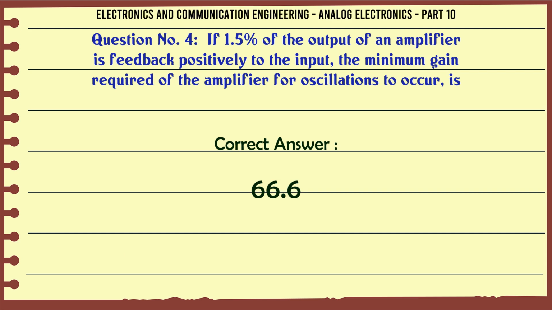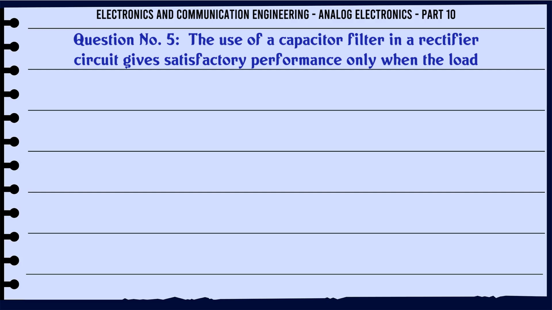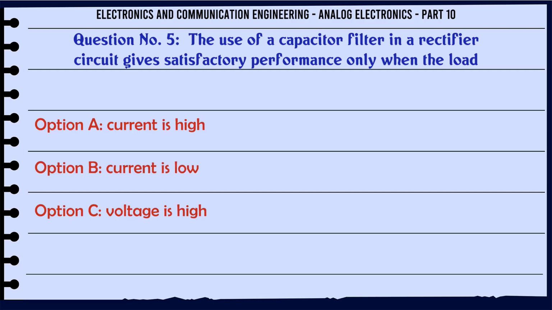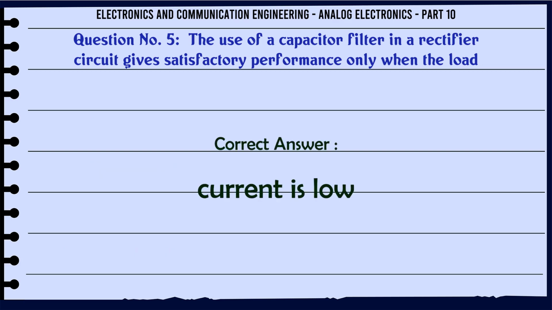66.6. The use of a capacitor filter in a rectifier circuit gives satisfactory performance only when the load: A. current is high, B. current is low, C. voltage is high, D. voltage is low. The correct answer is current is low.